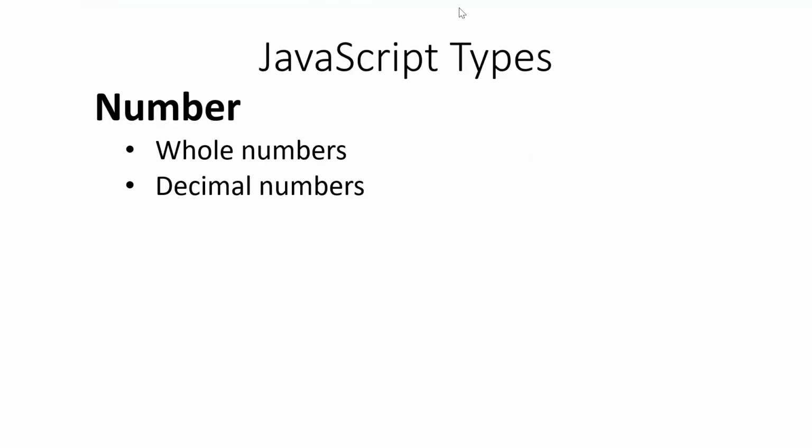In some programming languages, whole numbers and decimal numbers are represented by different types. Whole numbers are represented by integers. Decimal numbers are represented by floats. There are also other terms that are used in different languages. But in JavaScript, we don't have to worry about those details. Any number is simply of the type number.